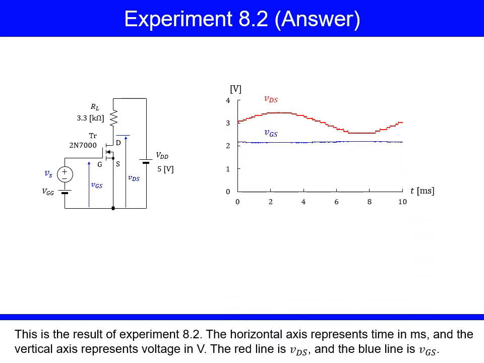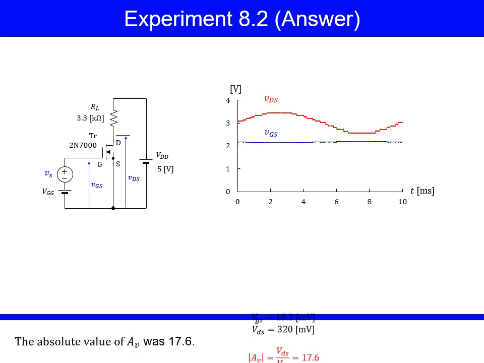This is the result of experiment 8.2. The horizontal axis represents time in milliseconds, and the vertical axis represents voltage in volts. The red line is VDS, and the blue line is VGS. The absolute value of AV was 17.6.